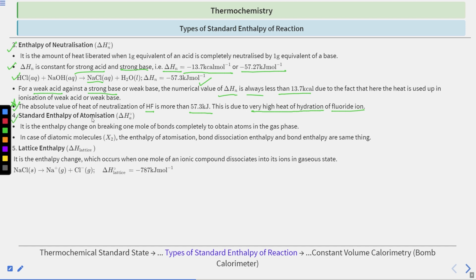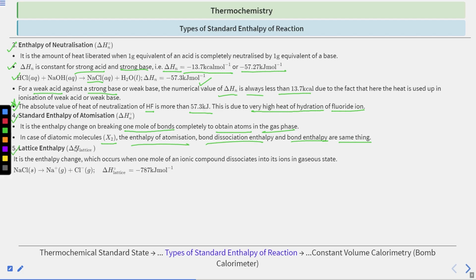Fourth enthalpy is standard enthalpy of atomization, represented by delta H naught A. It is the enthalpy change on breaking 1 mole of bonds completely to obtain atoms in the gas phase. So when 1 mole of bond will break completely to obtain the atoms in the gas phase, the enthalpy of atomization will be used. In case of diatomic molecules like X2, the enthalpy of atomization, bond dissociation enthalpy, and bond enthalpy are same thing. Okay, so when we are talking about a diatomic molecule, the bond dissociation enthalpy, bond enthalpy, or enthalpy of atomization are same thing.